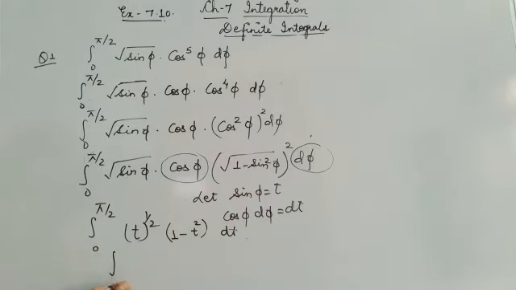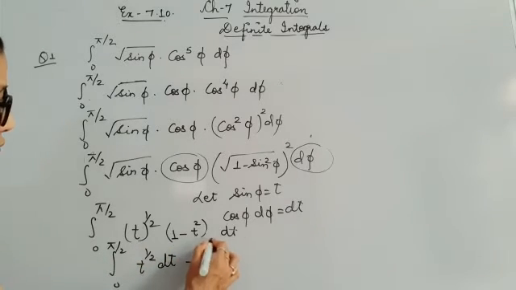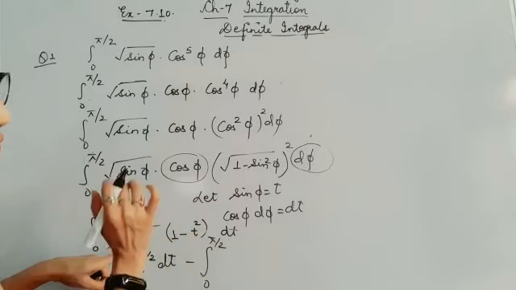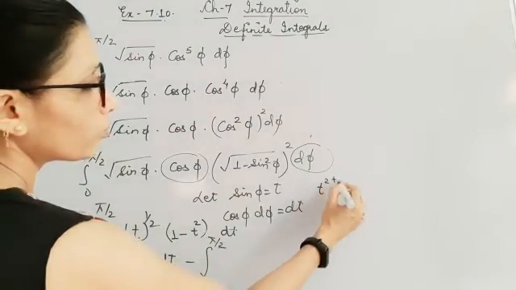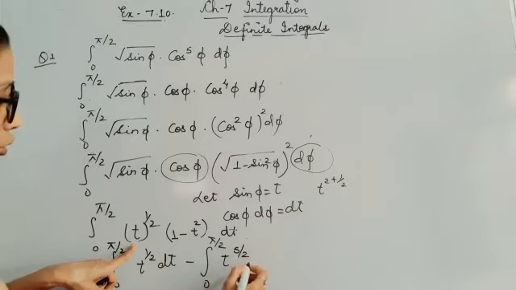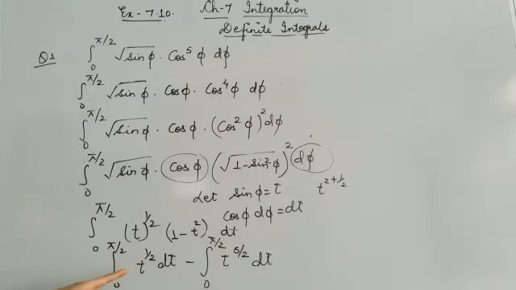Now you can simply multiply this t raised to power half inside, so I will be getting t raised to power half dt. I am breaking it into two functions. This is again 0 to pi by 2, t raised to power half and t raised to power 2. T raised to power 2 plus half will give you 5 by 2. So this is t raised to power 5 by 2 dt. Now this is simple integration of x raised to power n. So apply the formula and find out the answer.